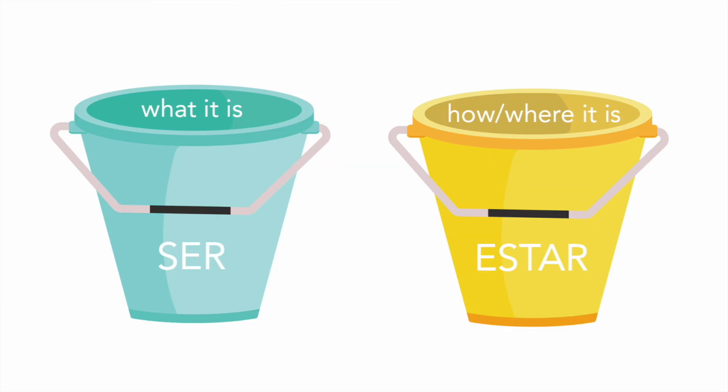So for example, the location of a city, like "Buenos Aires está en Argentina," that's estar, even though it's clearly permanent. And then what time it is, like it's 5 o'clock or it's 7:30, that's always ser, even though time, by its very nature, is always a temporary thing. A more useful label for the ser and estar buckets is "what it is" versus "how or where it is." So Buenos Aires está en Argentina. That's how or where it is. It's 7:30. That's what it is. Just fixing those labels on your buckets is going to help you with ser and estar 90% of the time or more.